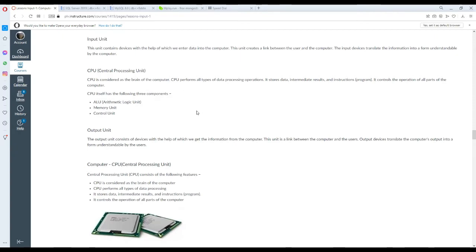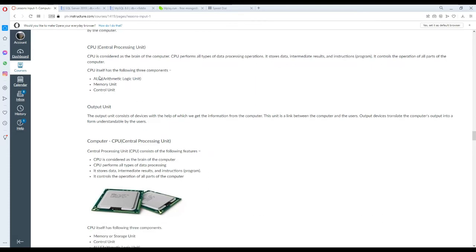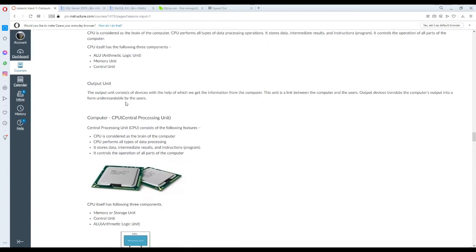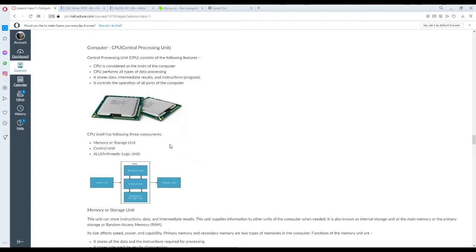So it performs all the data processing operations, stores data, intermediate results, and instructions. It has three components: the ALU, or arithmetic logic unit, memory unit, and control unit. We also have the output unit, consisting of devices with the help of which we get the information from the computer. It links the computer and the user.